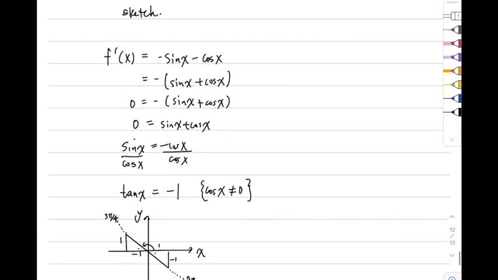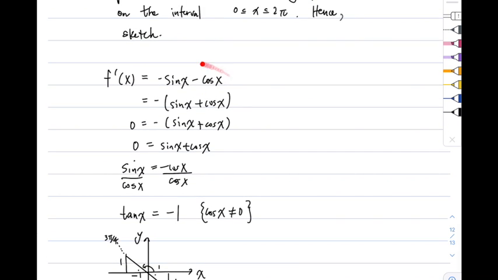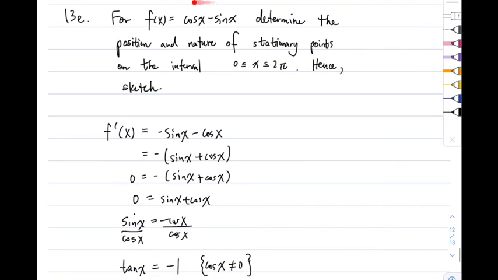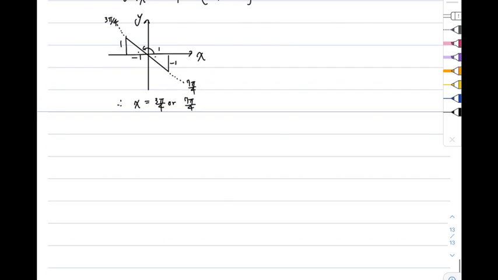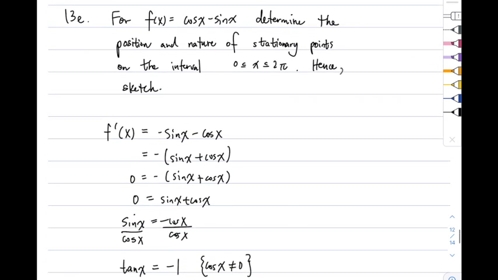Okay, so this is the derivative. We don't really want this. We want the original function. The original function is cosine x minus sine x. So to find the y-coordinates, we say when x is 3/4 of a pi, the y value is going to be cosine of 3/4 of a pi minus sine of 3/4 of a pi. I'm just going to double check that this is right, because it's cosine x minus sine x.